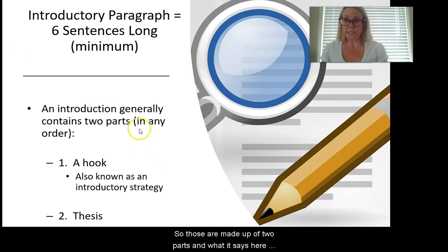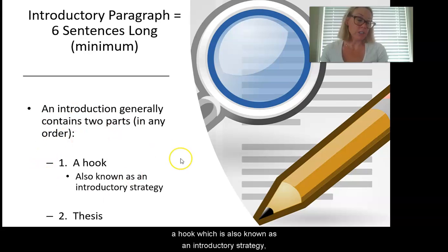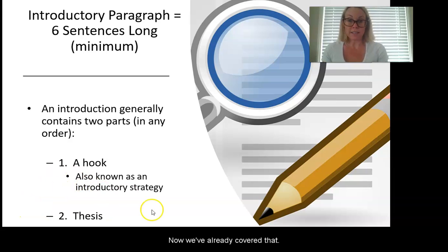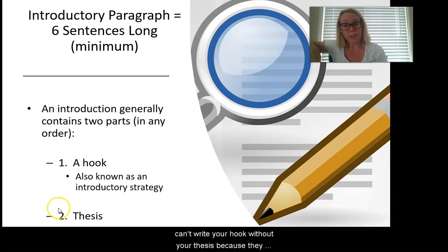So those 6 sentences are made up of 2 parts. And I say here, an introduction generally contains 2 parts in any order. 1, a hook, which is also known as an introductory strategy, and 2, a thesis. Now we've already covered thesis. That was given in a lecture earlier in this module. If you missed it, you'll want to go check it out now because you can't write your hook without your thesis because they must be related.